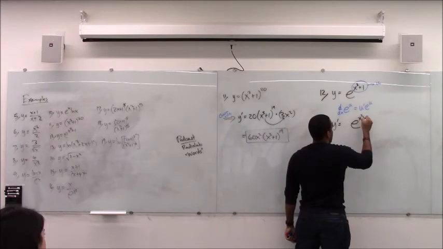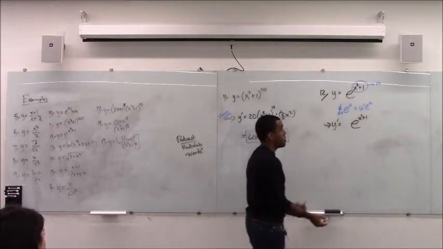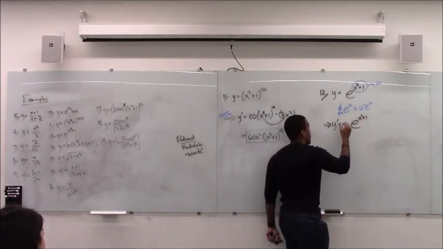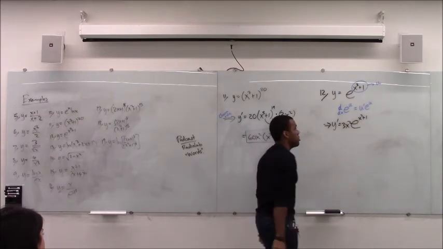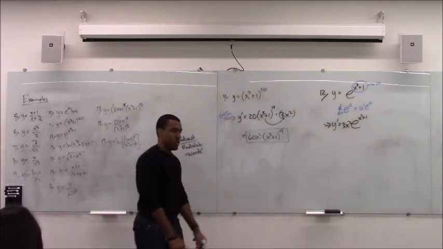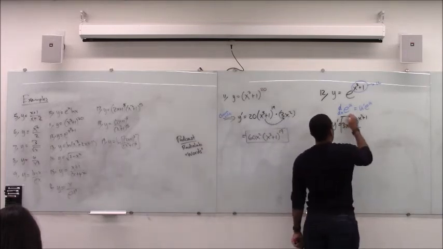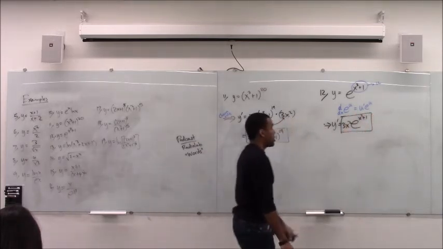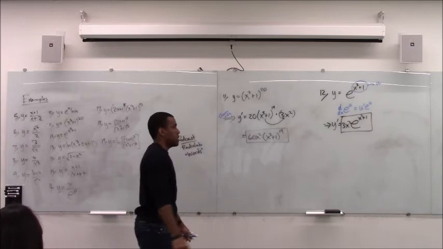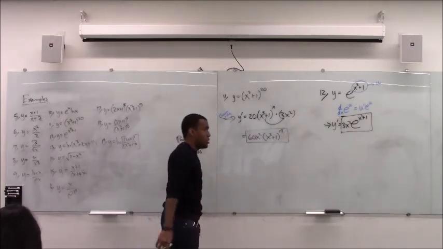which is e to the x cubed plus 1, and then you multiply by the derivative of u, which we now know is 3x squared. So the derivative of e to anything is the derivative of the thing times the original function.